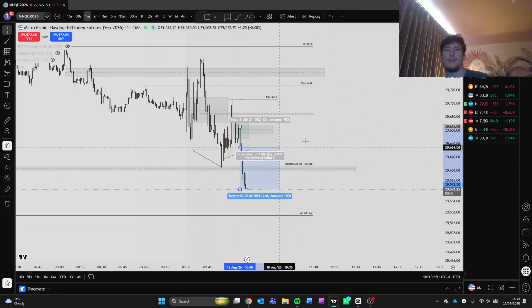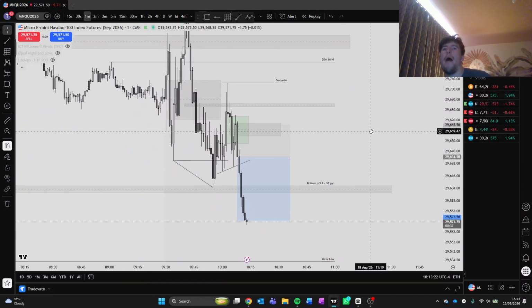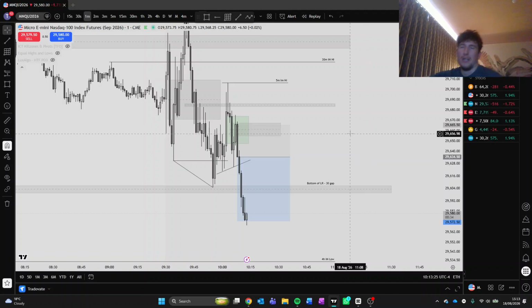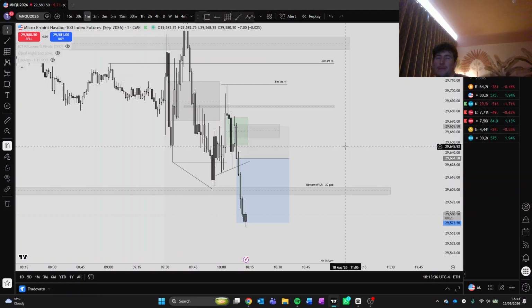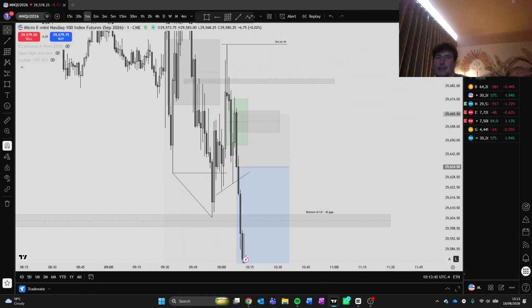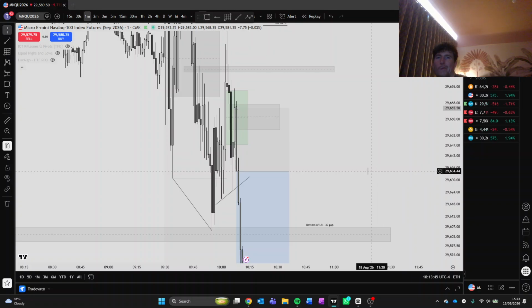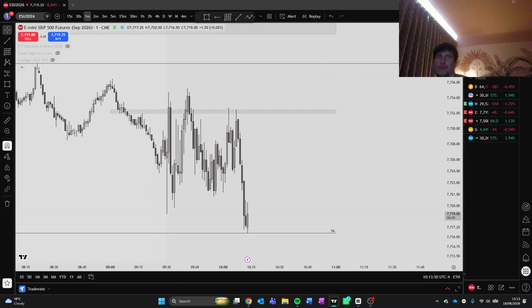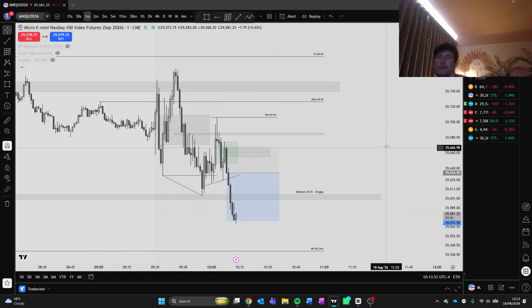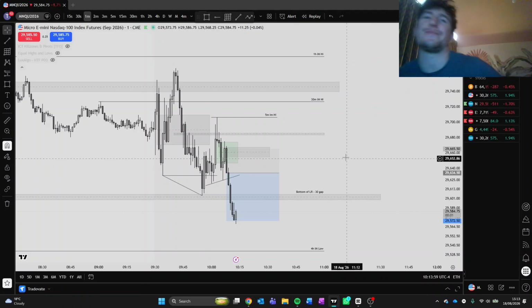We're into this 4 hour. That was a nice play. Reasons I didn't take it: waiting for a change of the state, and ES just looked horrible. Yeah, that's a good trade though.